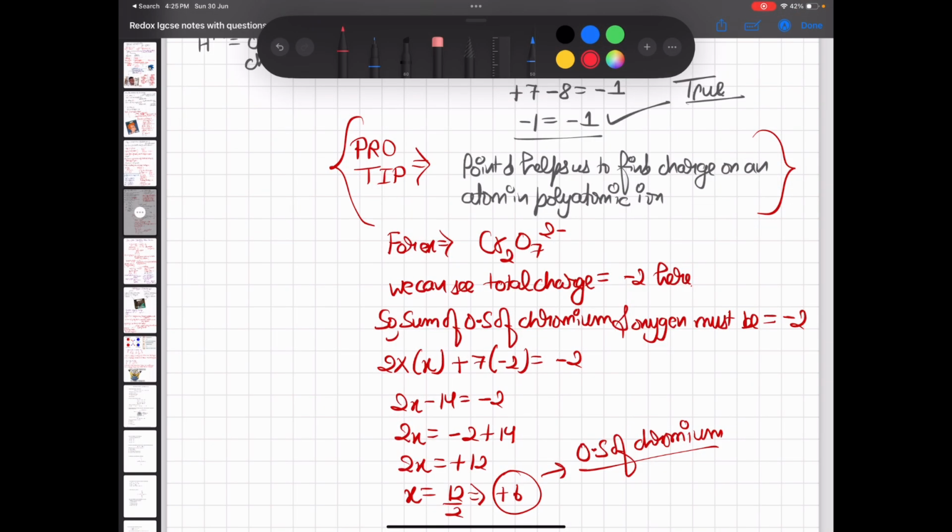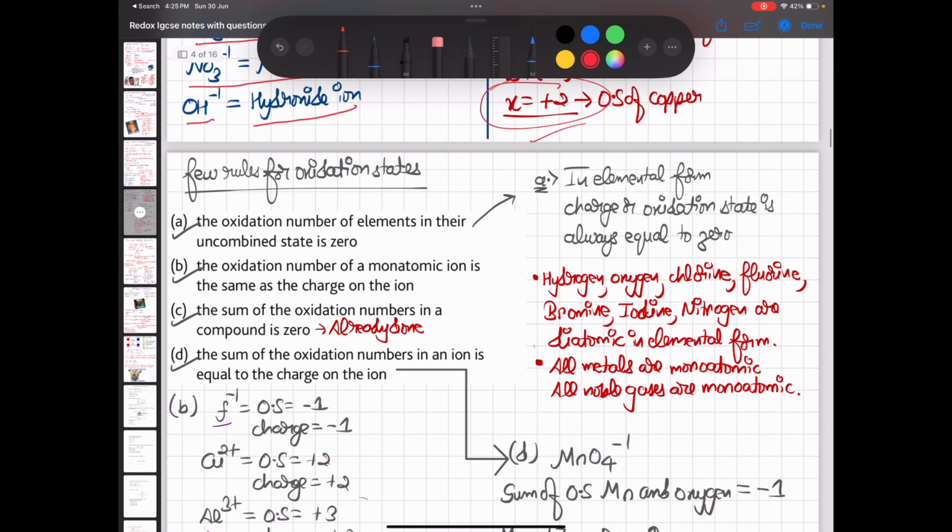Now, some few rules that I've taken from our Cambridge syllabus guide only. It's clearly written there that you need to know these points. Fine. We have discussed one out of these two. We have already discussed the most important one. The other ones are quite basic. Now, the first point we need to discuss is that the oxidation number of an element in uncombined state is 0.